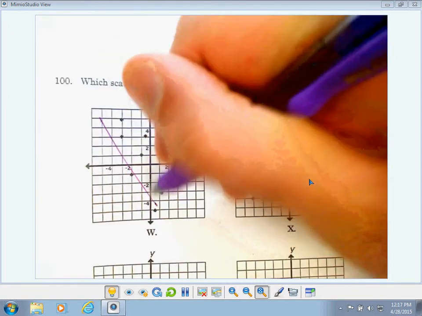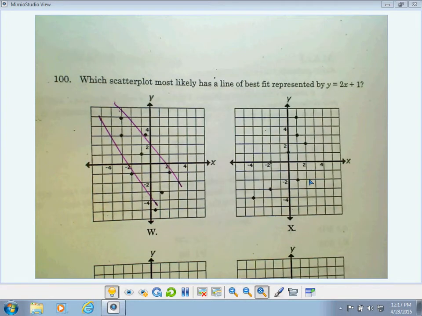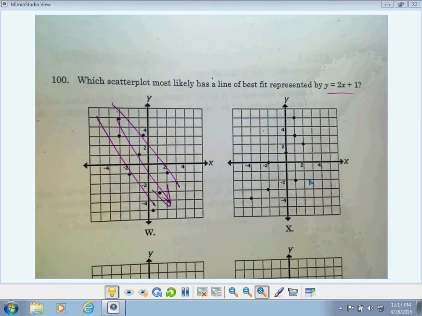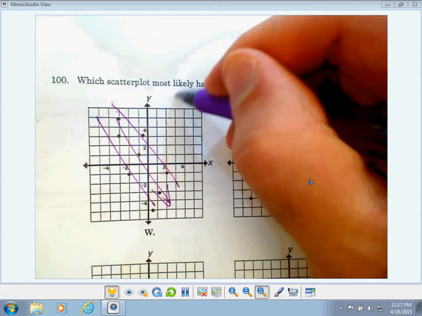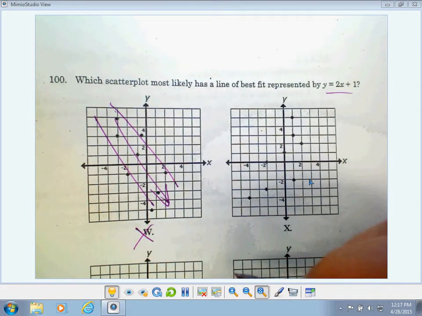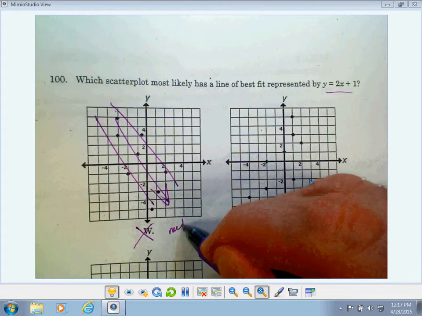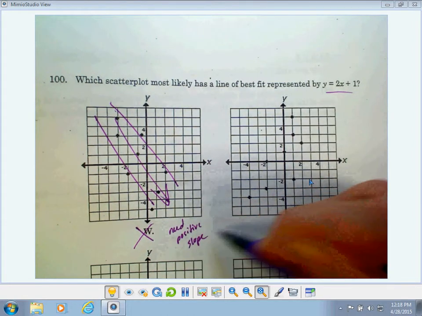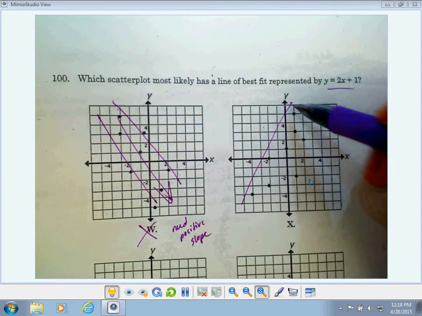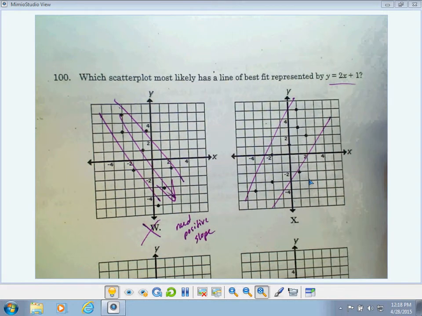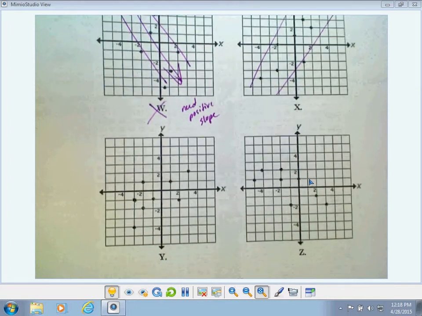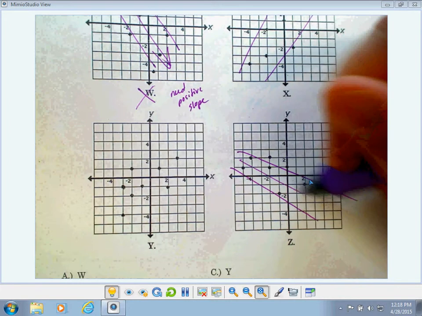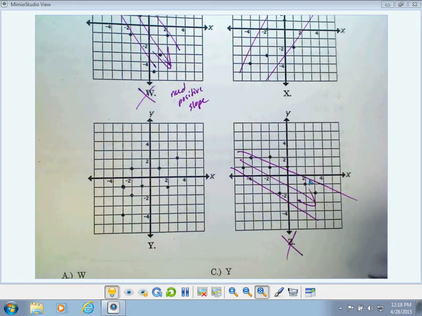This graph shows data going downhill like this. I would say that that can't be represented by that equation because that equation has a positive slope. So this is no good because we need a positive slope. So looking at the next one, it has uphill data. So that could be it. So we'll hold on to that for a second. If you go to this one, it has downhill data, which is no good. So we need a positive slope.